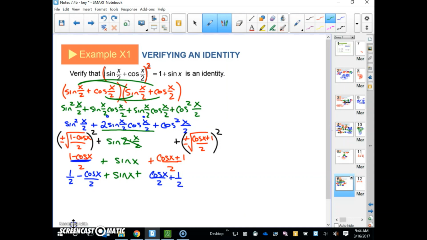And what's going to happen, a couple things will happen. One thing you notice is those things cancel each other out. And you also have 1/2 plus 1/2 is 1. And then this plus sine x comes down. You get 1 plus sine x. And if you notice, that's exactly what we wanted. We're trying to prove that the left side equals the right side. And that's what we did. That's what we got. And that's it.